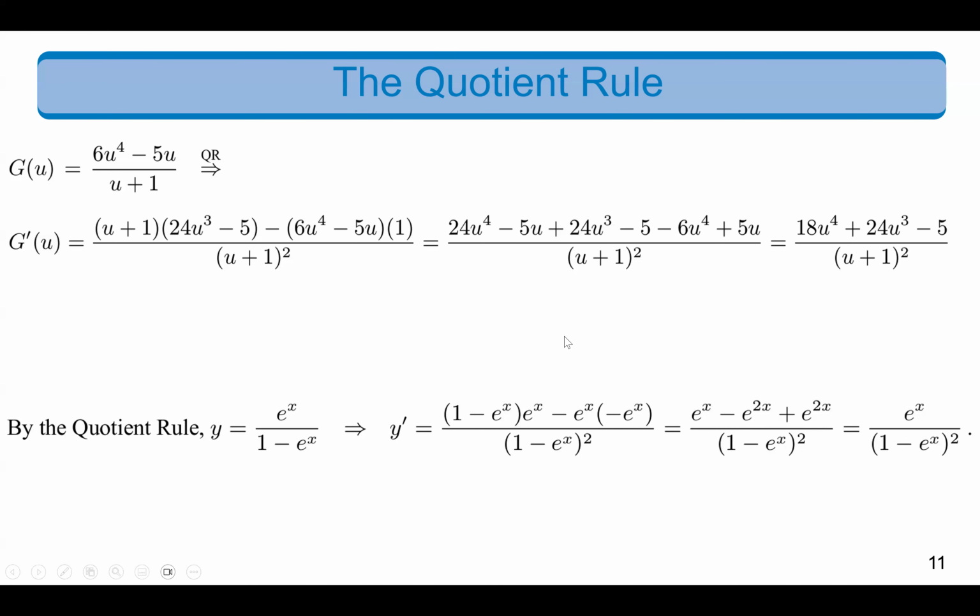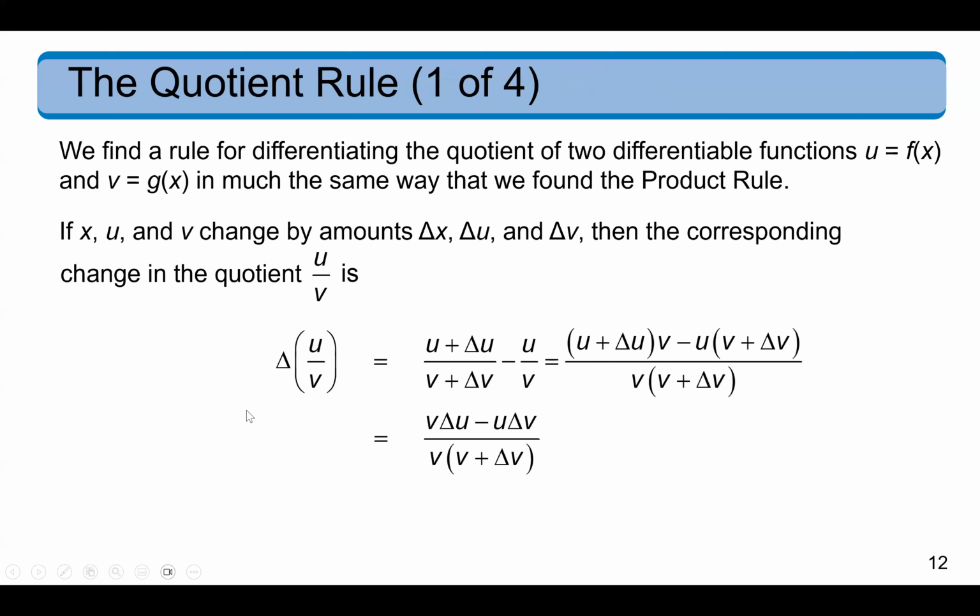Now let's go through the rules. So as we said, if we have u over v, this is a quotient. It's the same as what we wrote down here: (u plus du) over (v plus dv) minus u over v, which will give us (u plus du) v minus u (v plus dv) over, here we find the LCM to combine the two terms. So at the end, we get the expression here.